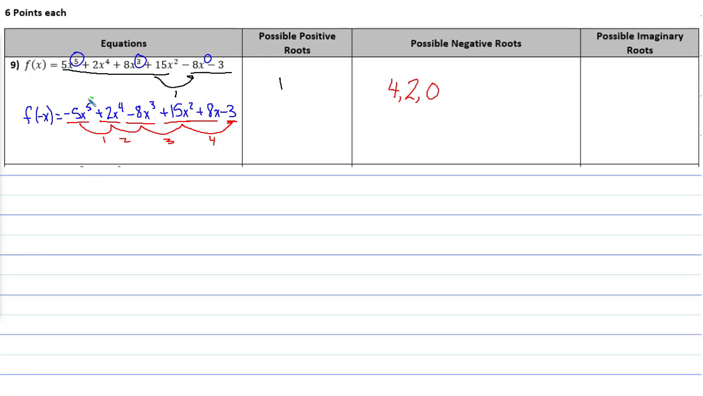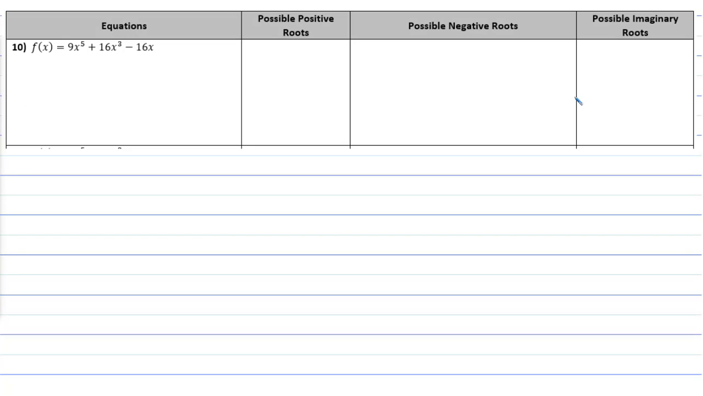For imaginary, I look at my highest power. My highest power is 5. That's odd, so I need to go down to 4 because I have to have an even number for imaginary, and then 2, and then 0. So let's do 3 more of those.